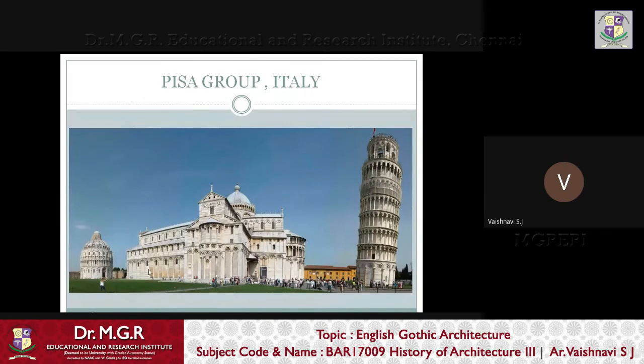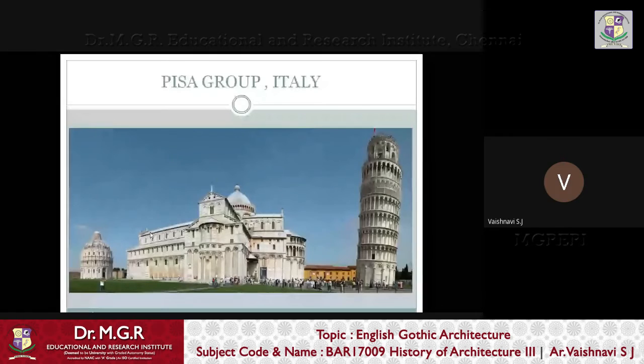So you can see the walls having all the arcades in the ground floor. As I told you when I was telling you about the planning, they had the arcades in the ground floor. So all have been placed in the walls itself. It doesn't project out. It is placed only in the walls, but it represents the arcades here. You can see the baptistry. So that is all about the Pisa group.